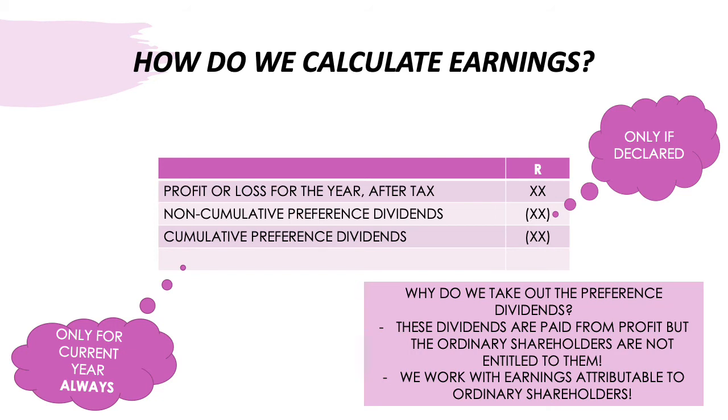We take the profit or loss for the year after tax, it is always the after tax figure, less non-cumulative preference dividends, less cumulative preference dividends. When performing this calculation, you can only deduct non-cumulative preference dividends if they are actually declared. Holders of non-cumulative preference shares are only entitled to these amounts if the dividends have been declared. That is why you can only deduct them if they have actually been declared.